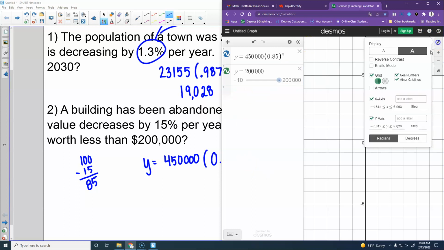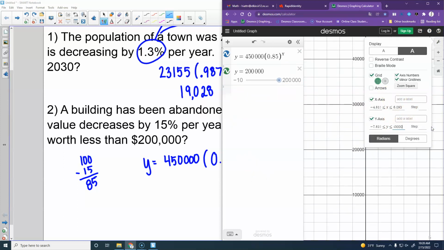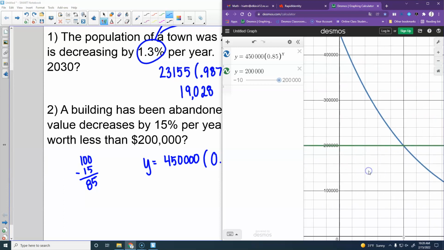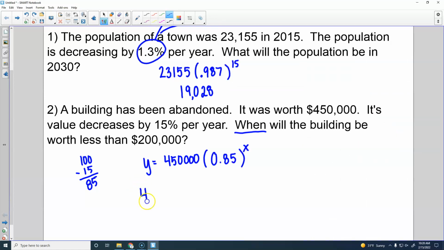And I can't see it, so I'm going to adjust the window. Here, I've got a good picture of when this will happen. I just want to click, look over here where they intersect, and I get 4.99. So 4.99 years.